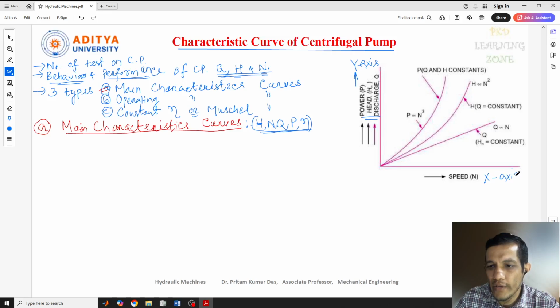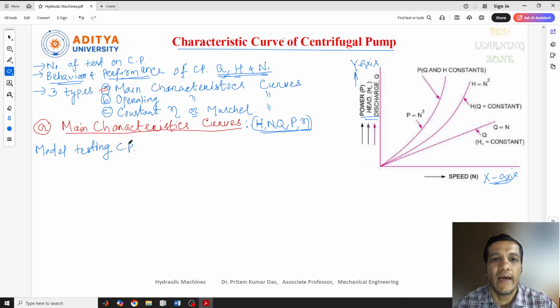Before coming to this diagram, let me give you a small hint about the previous lecture. In the previous lecture, we discussed the model testing of centrifugal pumps. Before manufacturing an actual pump, we create a small model, and we do the test on the model, then we can go for the actual prototype.